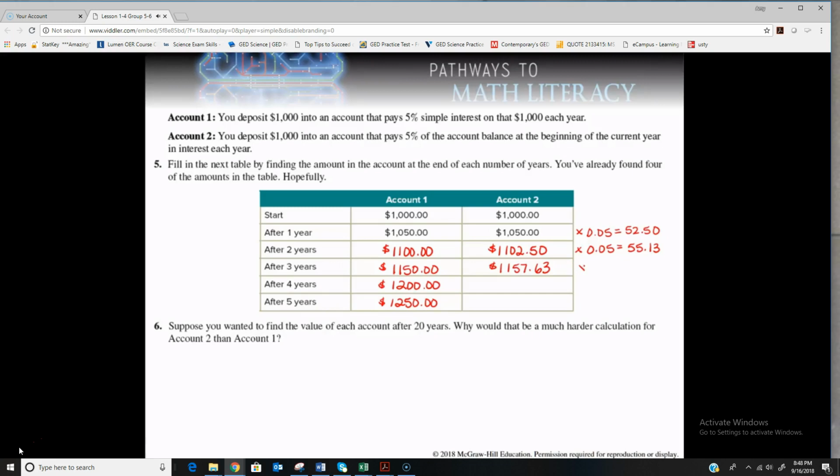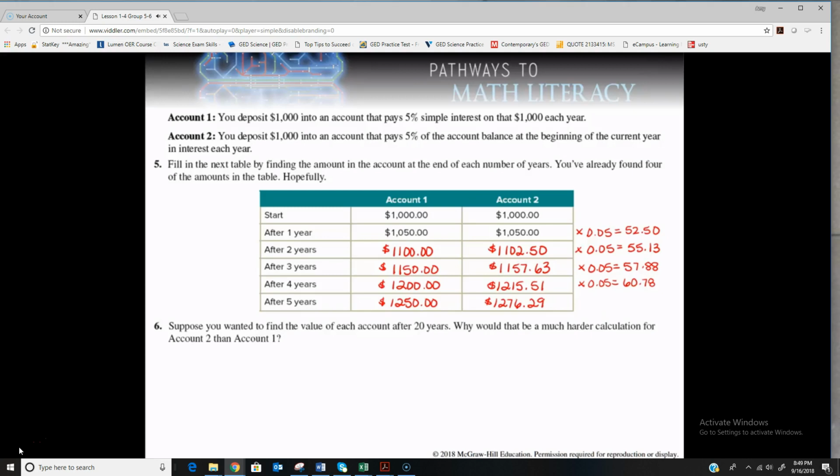Now we need to keep going with that. We're going to multiply that by 0.05. And that's going to give us $57.88. So adding that to the running total after 4 years, we'll have $1,215.51. Now we'll multiply that by 0.05. And that's going to give us $60.78. So we'll add that onto the total, and that gives us, after 5 years, a total of $1,276.29.